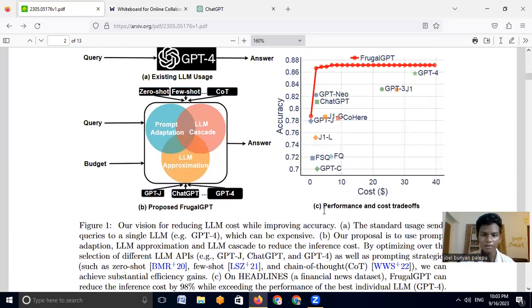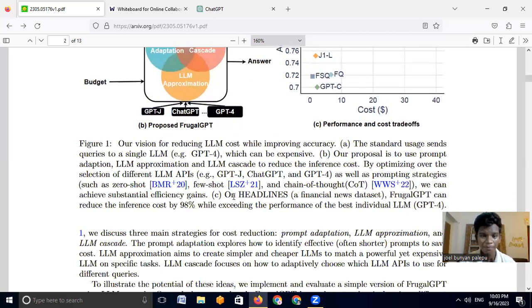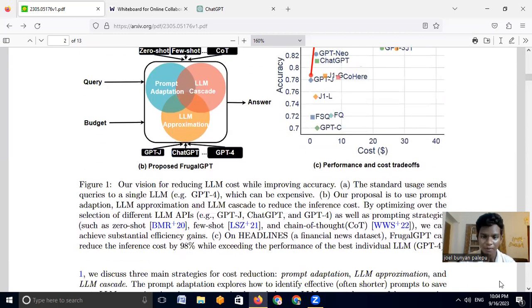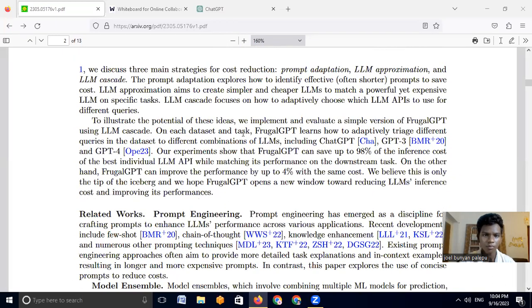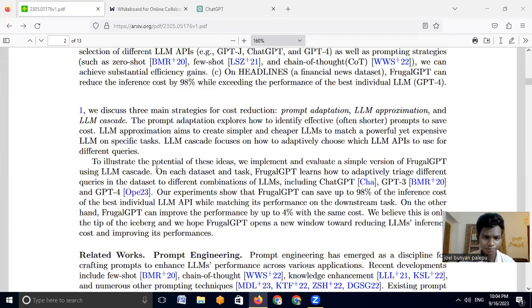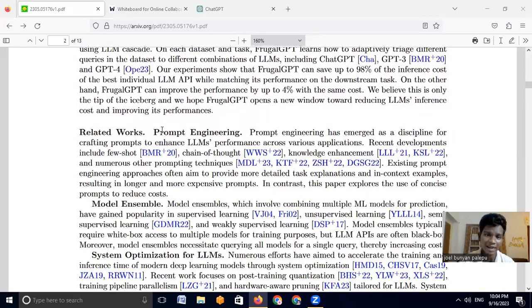Here, I think they are going to use multiple models. Even I don't have an idea. Based on what they have told here, I think they have a separate section explaining all the things they have mentioned. But based on what they have mentioned here, I think they are going to use multiple language models, select the best LLM API based on the prompt, and also use a bunch of prompting strategies, through which they can achieve pretty good gains. Okay, so they're going to do this, and now we can just go on to related works, prompt engineering.